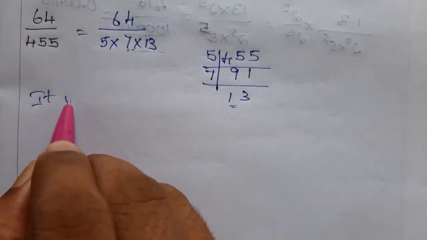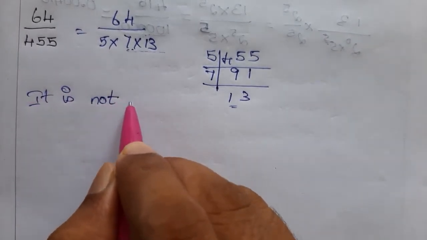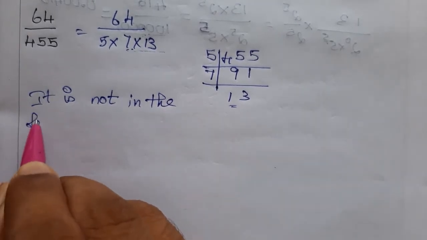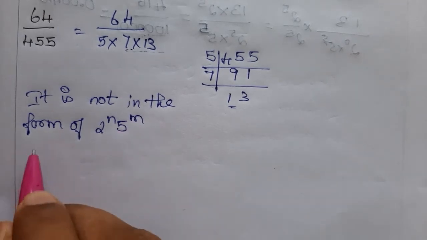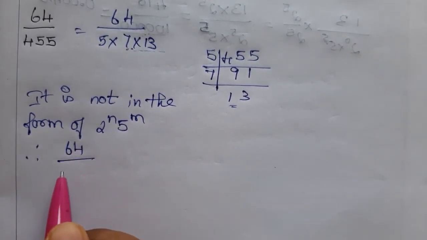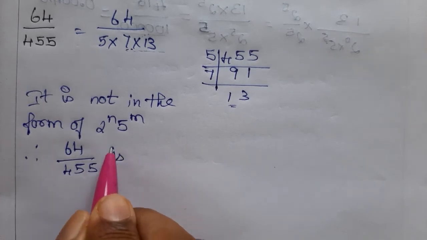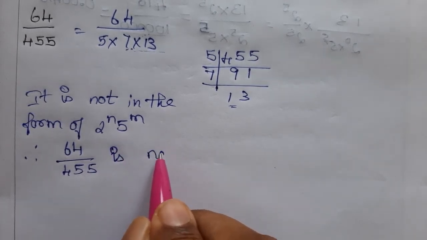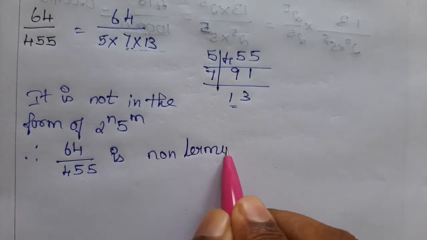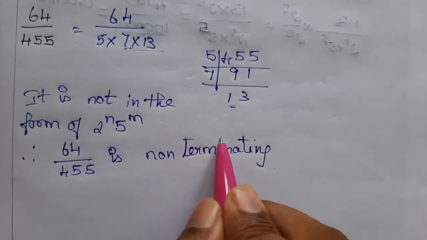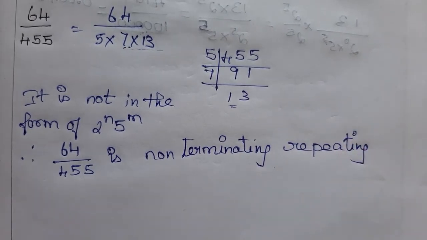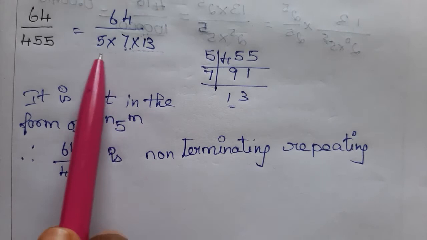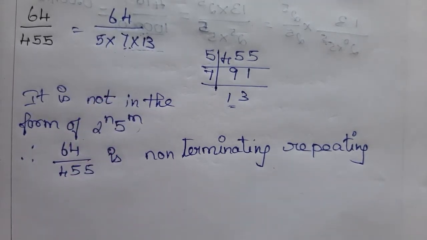So it is not in the form of 2 power n 5 power m. Therefore 64 by 455 is non-terminating repeating. Clear? Here the denominator is not in the form of 2 power n 5 power m, so it is non-terminating repeating. Here we go for the final problem.